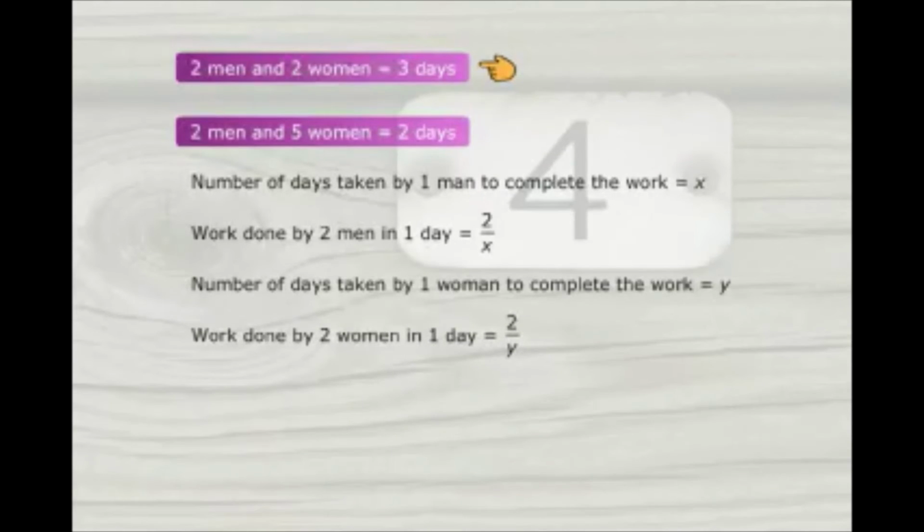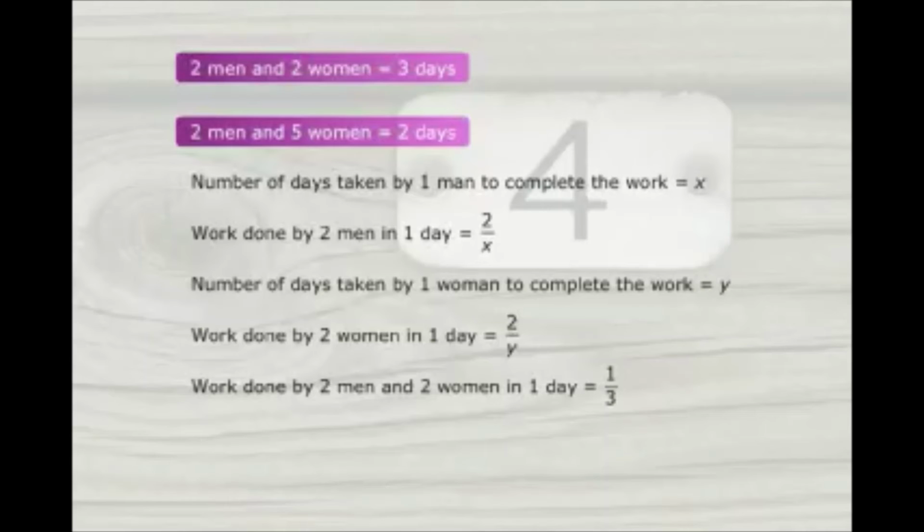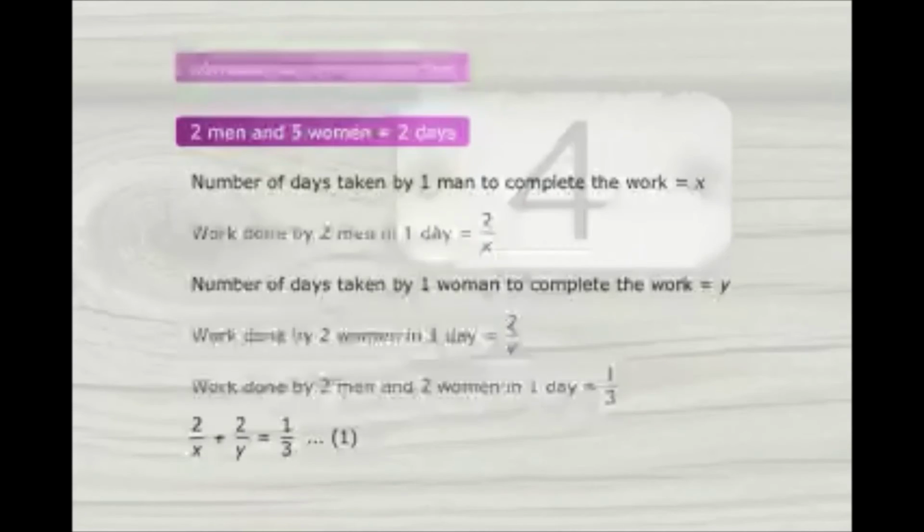Now, the first condition, what does that tell us? 2 men and 2 women complete the work in 3 days. So how much work do they do in one day? That's right, 1 by 3. And we can write a first equation as 2 by x, that is the work completed by 2 men in one day, plus 2 by y, that is the work completed by 2 women in one day, equals 1 by 3. That is the work completed by 2 men and 2 women together in one day. Let's call this equation 1.